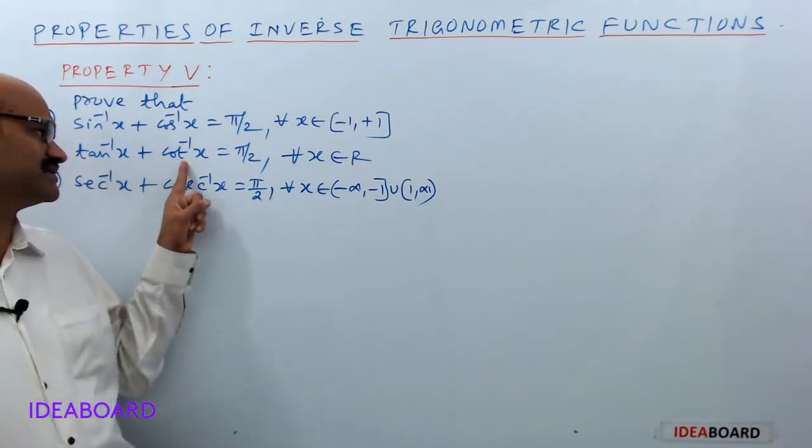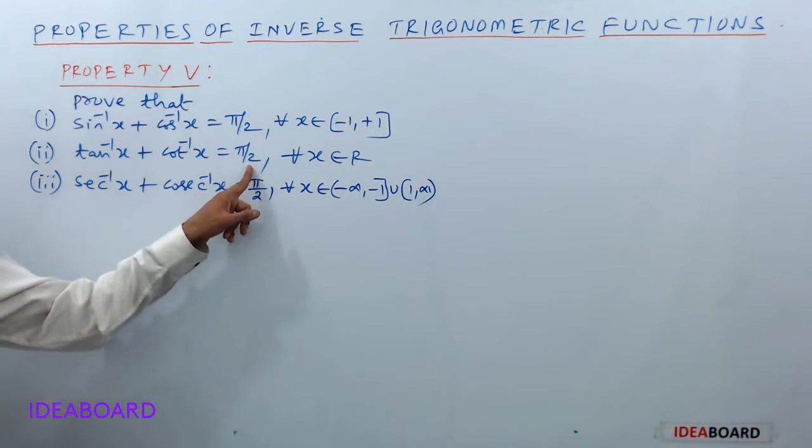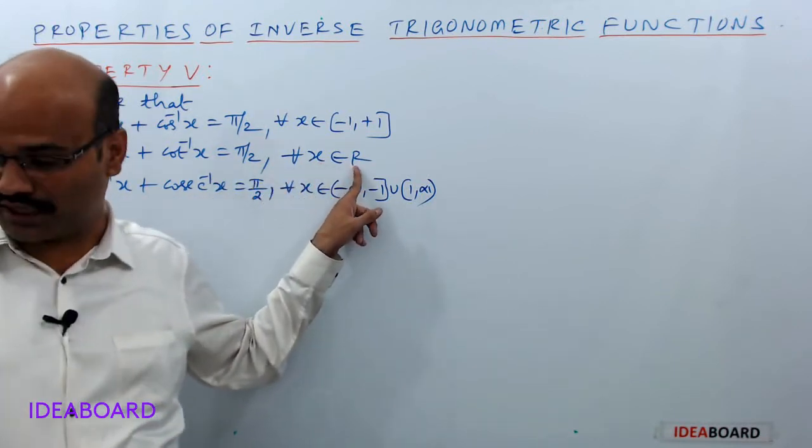Second one, tan inverse of x plus cot inverse of x equal to pi by 2 for all x belongs to R.